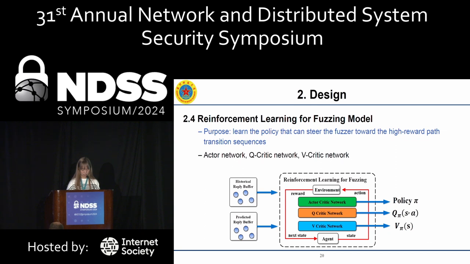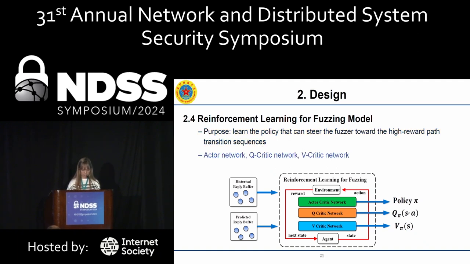The historic path transitions are stored in the historic replay buffer and they're used to train the virtual ensemble environment. Then the well-trained virtual ensemble environment is used to predict the path transitions to train the RLF model.